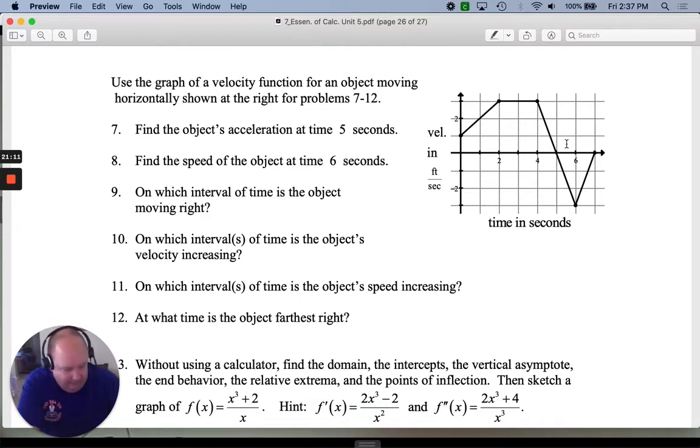Number 8 says find the speed at 6 seconds. Well, the velocity at 6 seconds is -3. Speed is the absolute value of that, so it would be 3 feet per second. I'll show you my work in a moment. Number 9, at which interval of time is the object moving right? When velocity is positive, the object is moving to the right. So when is it above? From 0 to 5, it's moving right.